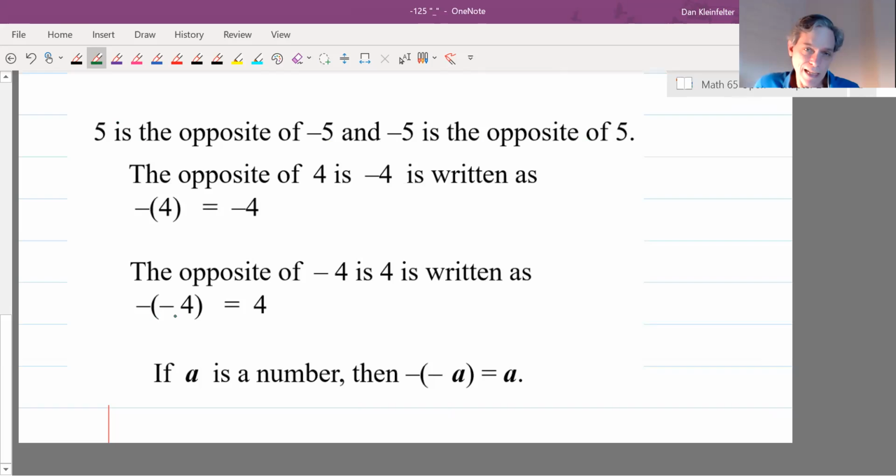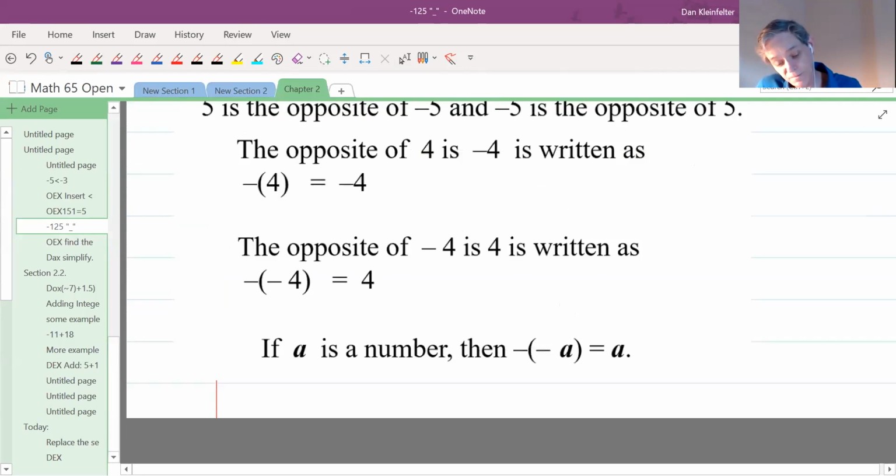Sometimes people will look at that and say, okay, two negatives make a plus. You want to be careful with sayings like that because sometimes they can be misinterpreted. The opposite of the negative number will be positive. The opposite of negative 4 is just going to be 4. Okay, in symbols, if A is any number, then the opposite of the opposite of A is just going to be A.